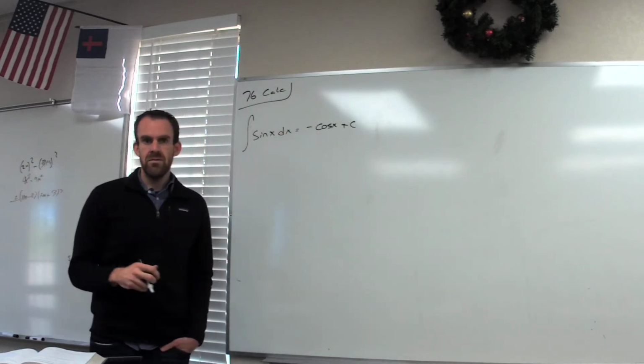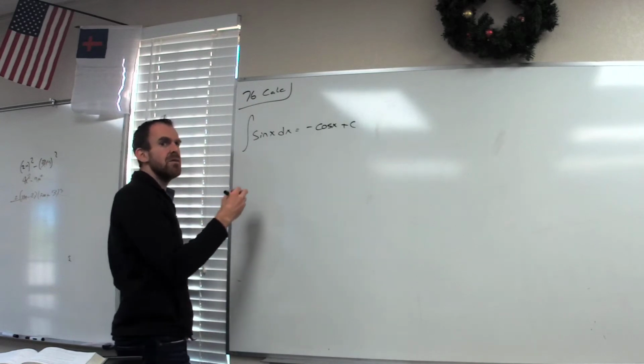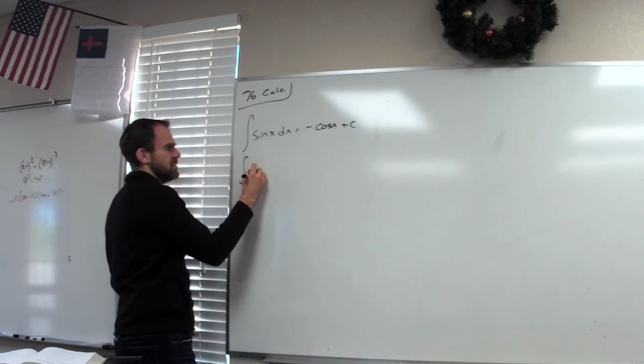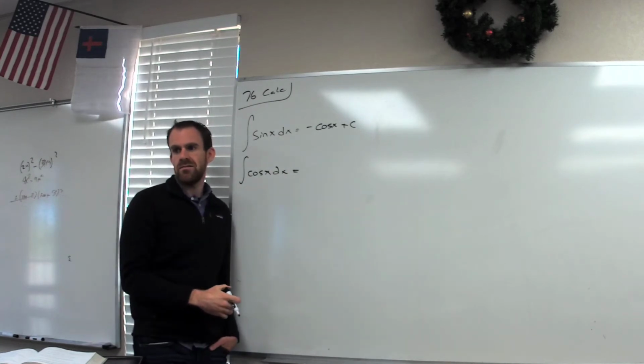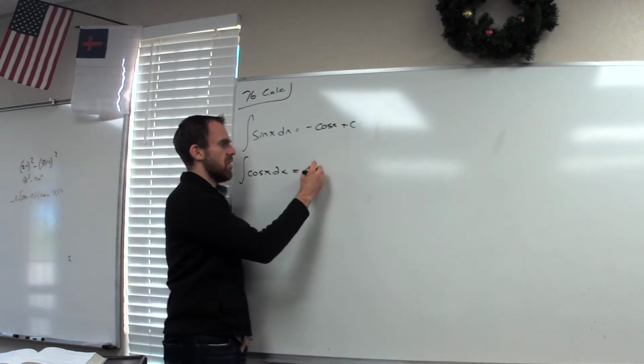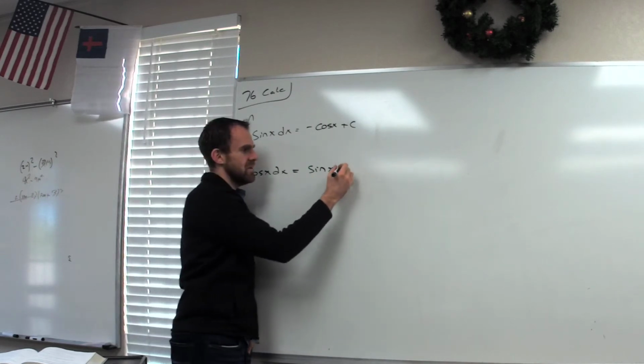Negative cosine, right? Because the derivative of cosine is negative sine, so you have to account for that minus. Then we have cosine of x dx. What's the integral? Sine of x plus c.